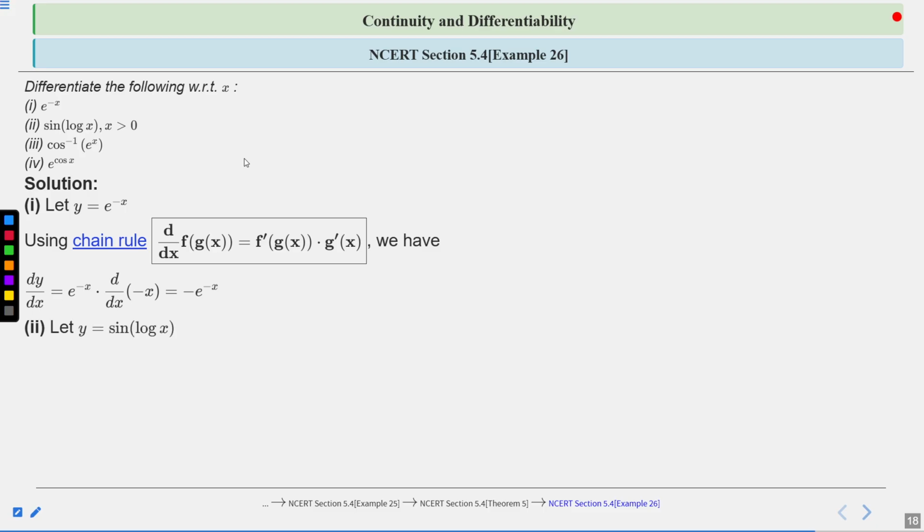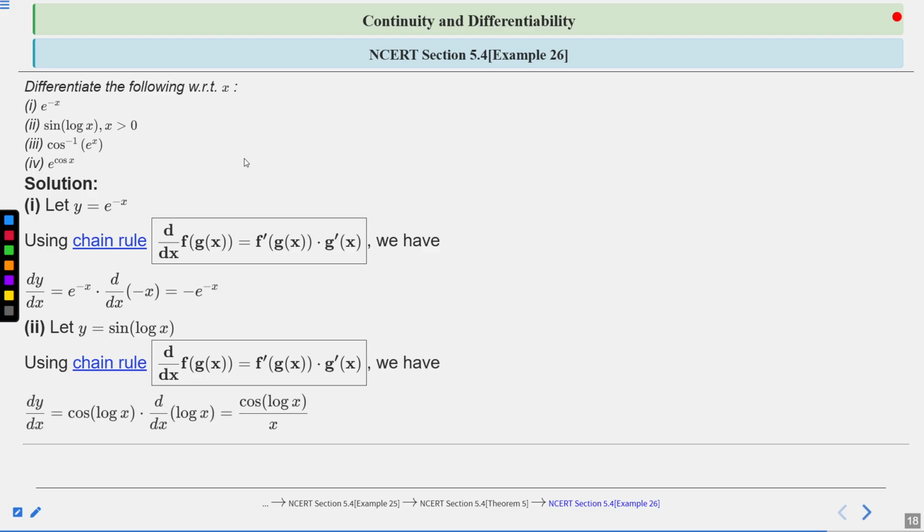So part 2, let y is equal to sine of log x. So using chain rule, d upon dx of f of gx will be equal to f dash gx into g dash x. So we have dy upon dx will be equal to cos log x into d upon dx of log x, which will be equal to cos of log x upon x.